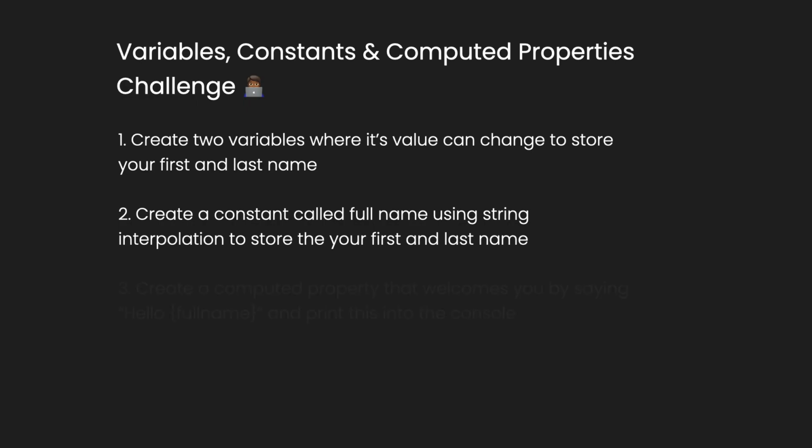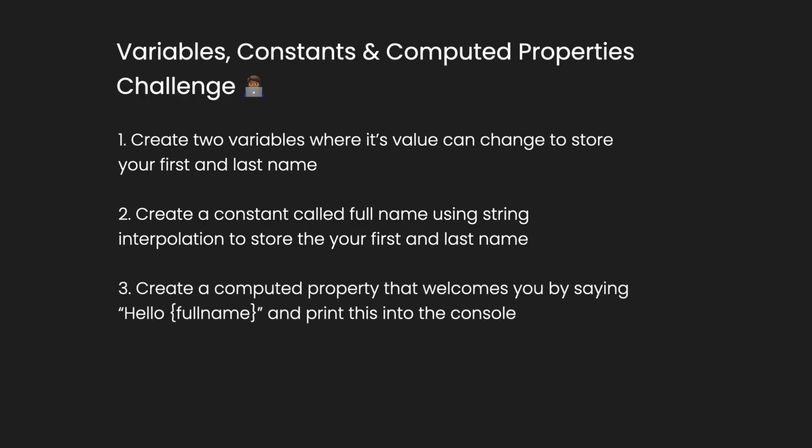And then finally, I want you to create a computed property that welcomes you by saying hello, and then, using the constant from before, prints this into the console so you can see it. So these are the three things that I want you to do. Try this out, and in the next video I'll give you a solution. So don't just skip to the next video. Try and attempt this, and then look at the next video to see how you would approach this.